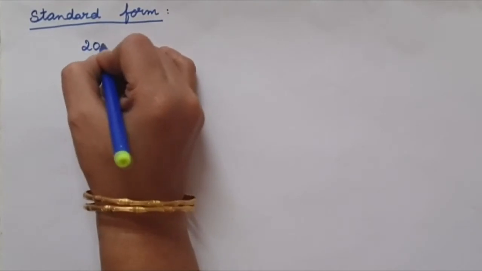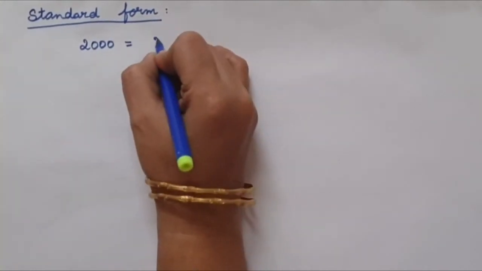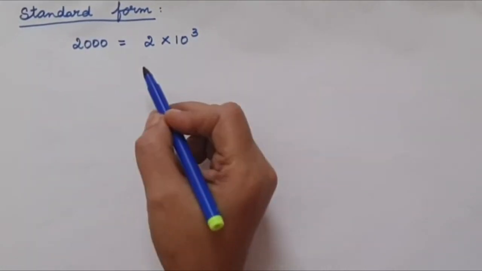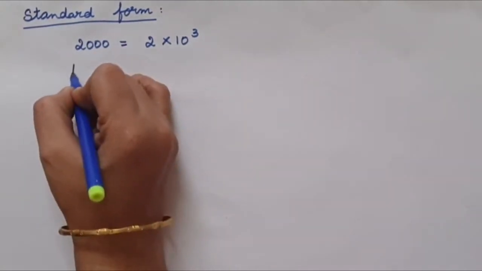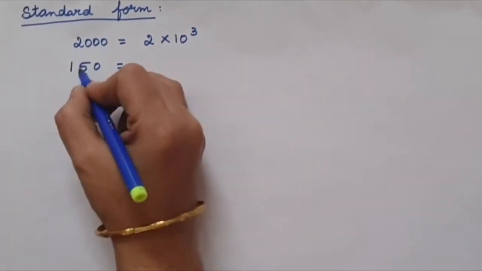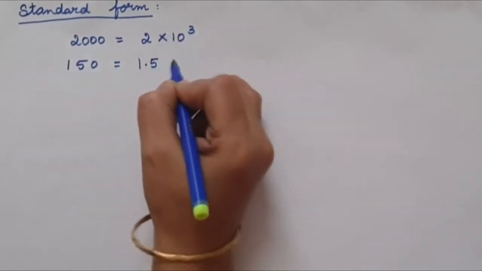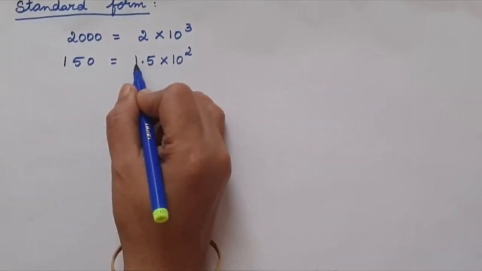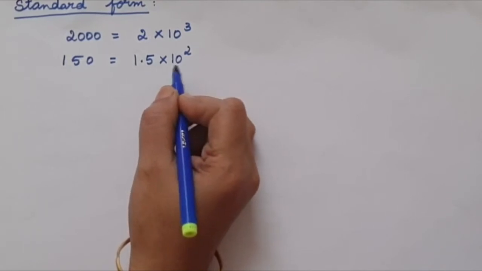Standard form. When dealing with either very large or small numbers, it is not convenient to write them in the normal way. So it is always better to use the notation called standard form. Suppose you write 2000, we can write it in standard form as 2 into 10 to the power of 3. Writing a number in powers of 10 is called writing it in standard form. For example, suppose it is 150. If you want to write this number in standard form, you can write it as 1.5 into 10 to the power of 2. So only one number must be there before the decimal point. All the other numbers must be after the decimal point.